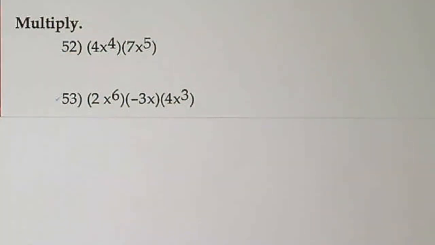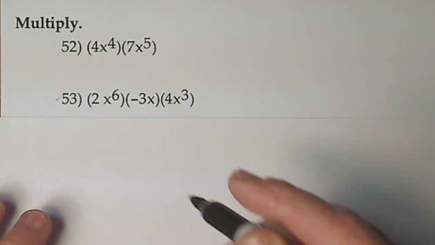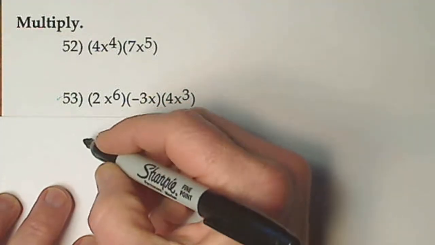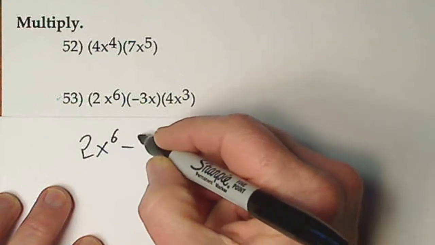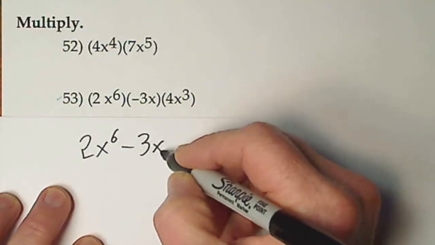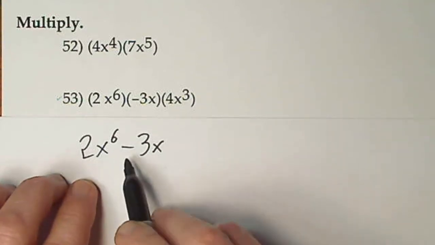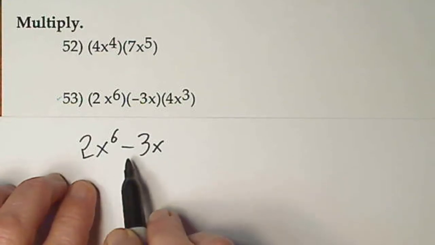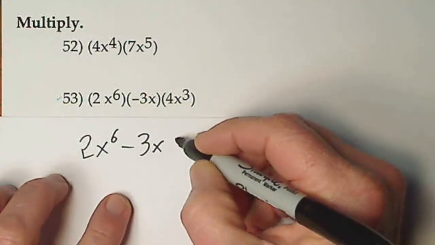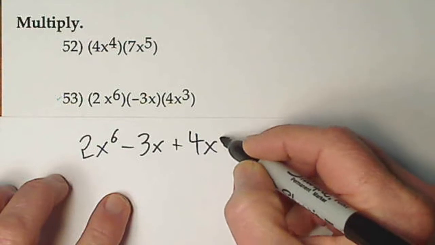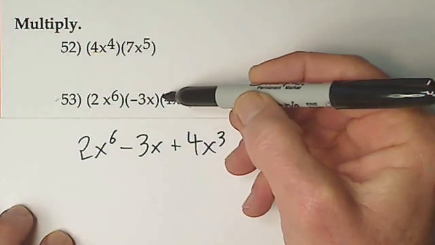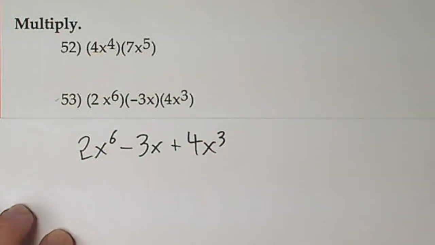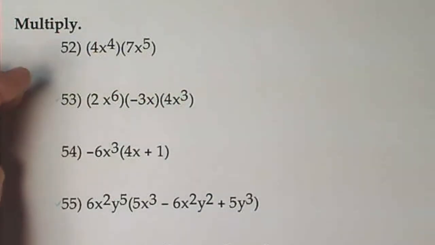But if instead of this expression, you had a different one that said 2x to the 6, negative 3x, but now there's no parentheses, so it's adding or subtracting, and let's say this was plus 4x to the third. In this case, you wouldn't be able to do anything. Okay? But up here, because you're being told to multiply, that's not a problem.